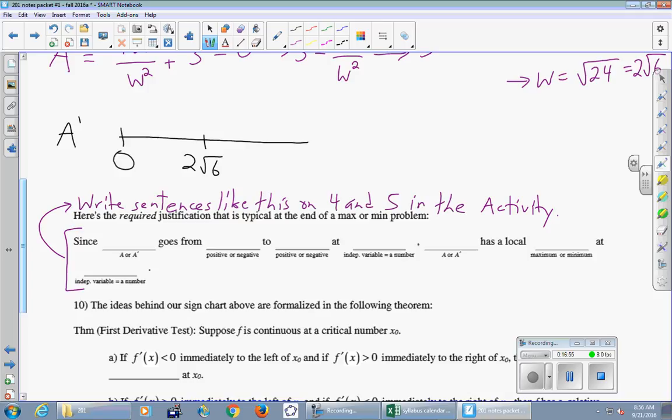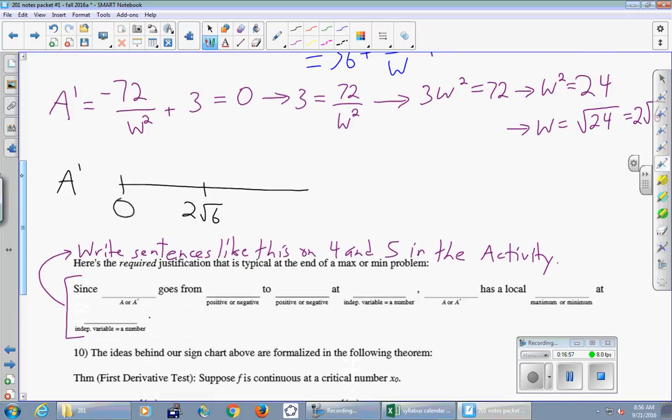What I'm going to do is pick a number, any number in this interval, 0 to 2 radical 6. 2 radical 6 is about 5. If you're not sure of that, you can just type it in. So we're just picking a number between 0 and a little less than 5. 3, super. That's clearly inside of that interval. We're going to take that test number of 3 and plug it into A prime. A prime is up here, this purple one, negative 72 over W squared plus 3. So we're going to plug in the 3 here.